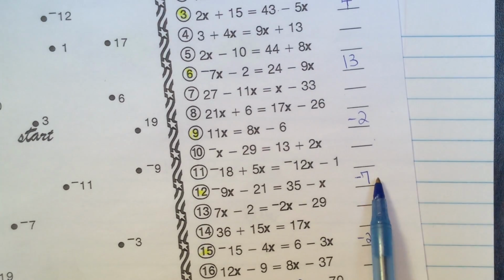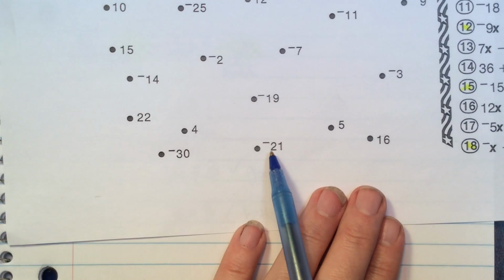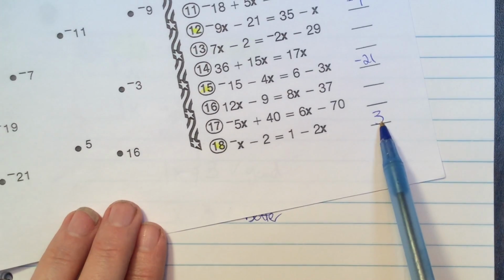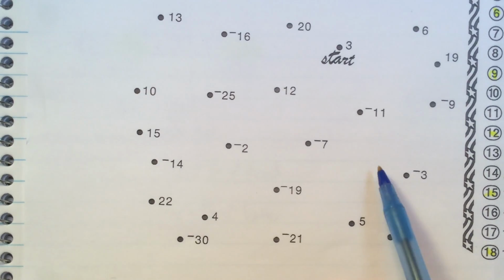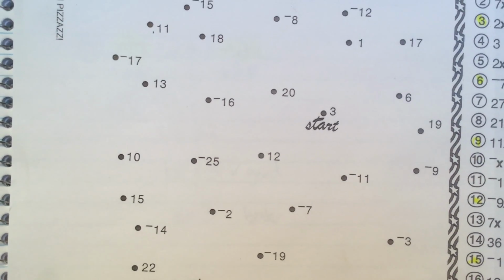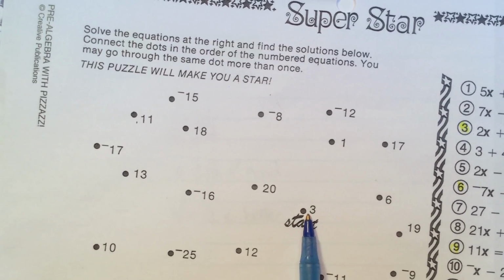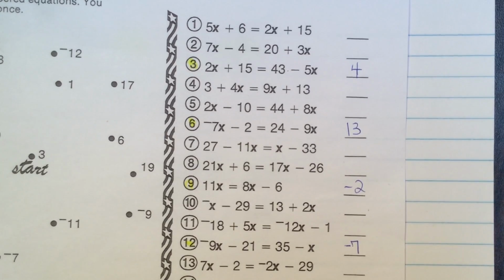Okay, I see it here. Negative 7. Okay, I see it here. Negative 21. All right, I see one there. And positive 3. I don't see a positive 3 anywhere. Did we mess up? Oh, no, here it is. Okay, so we did find all of our answers.